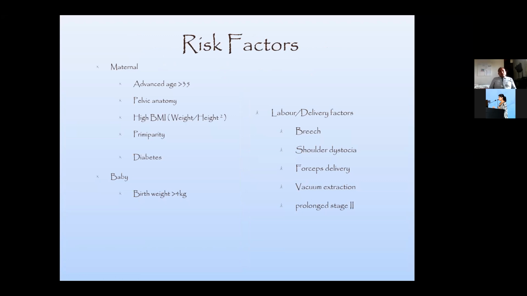So what are the risk factors? Advanced age, pelvic anatomy, high BMI, primary parity, and if the mother is diabetic. When the birth weight is more than 4 kilos, the incidence of brachial plexus injury goes very high, and it's typically associated with shoulder dystocia, but breech deliveries do happen to associate with this problem. Forceps delivery, vacuum extraction, and so forth.